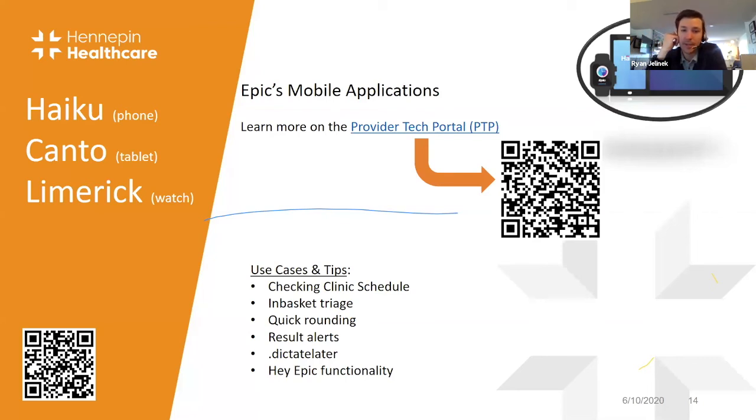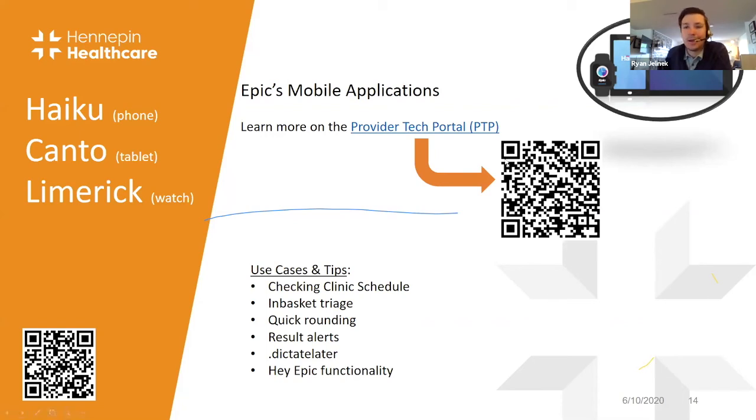Dictate later. This is a smart phrase that you can use with your phone through Haiku to dictate part of a note. And then Hey Epic is kind of like a Siri functionality inside of Haiku. So within Haiku, you swipe up from the bottom and you can start asking Haiku for all sorts of things. There's a ton more to learn about all of these things, and you can do that here. This is the Provider Tech Portal. This is a great resource for physicians to learn about other technology tools that they'll end up using pretty frequently.